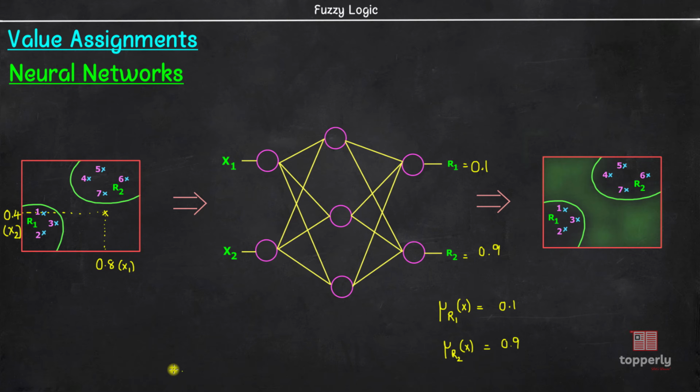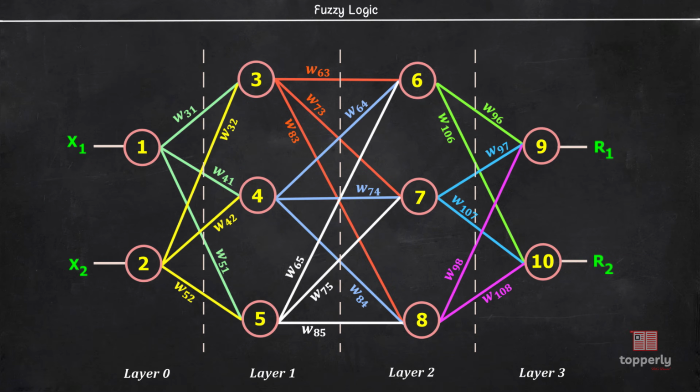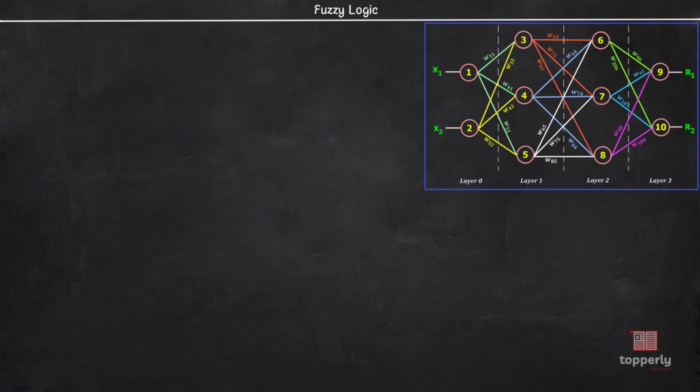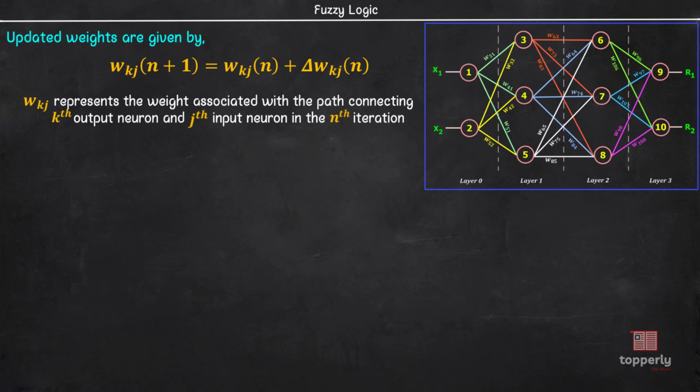Now to demonstrate this using an example, let us use a neural network. Consider a 2 into 3 into 3 into 2 network. That is, there are 2 neurons in layer 0, 3 neurons in layer 1, 3 neurons in layer 2 and so on. Now, through lectures 11 to 13 of Artificial Neural Network playlist, we learned that the updated weights for an output layer is given by wkj of n plus 1 is equal to wkj of n plus delta wkj of n.